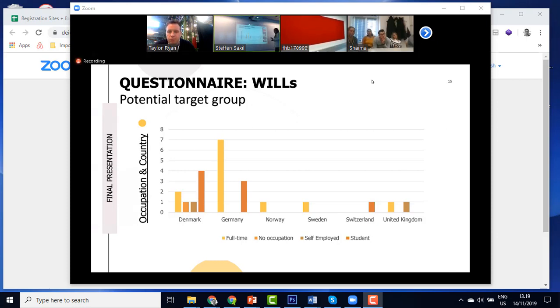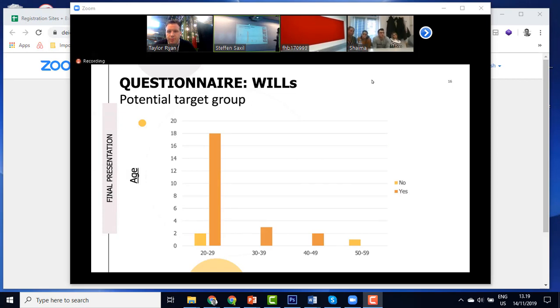And they are most of the time full-time workers or students. Most of the respondents are between 20 and 29, so probably also students. Then we look at who is interested in hiring an architect, and most of the people are interested in hiring an architect and in using ArchitectureQuote as a platform to find architects.